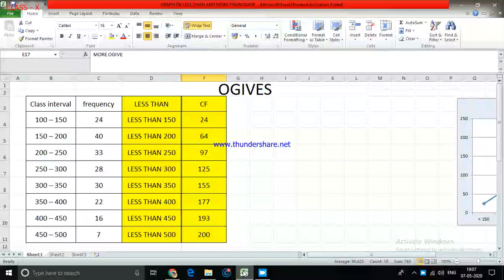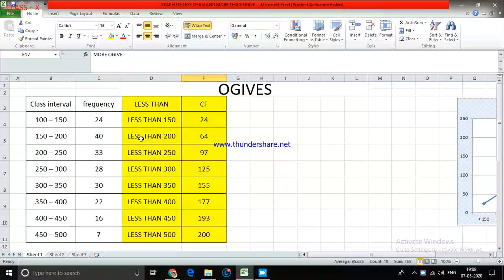In the last class we discussed how to convert a class interval into less than type and more than type. Today we are going to use this same concept to draw the graph, and with the help of the graph we can find the median. Okay, let's see how the process goes.